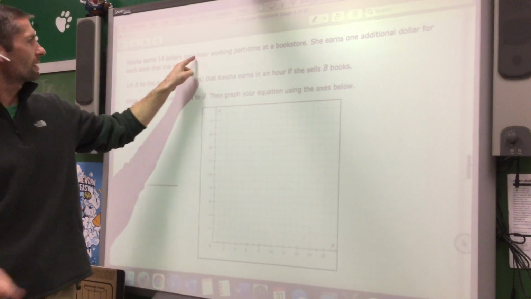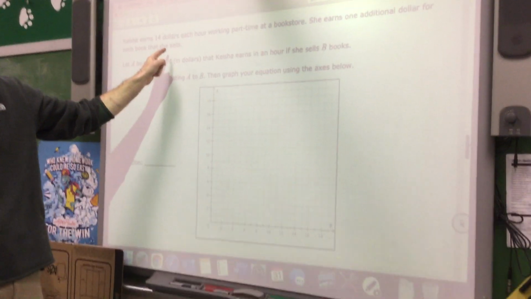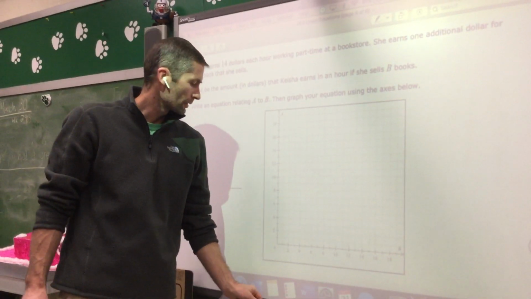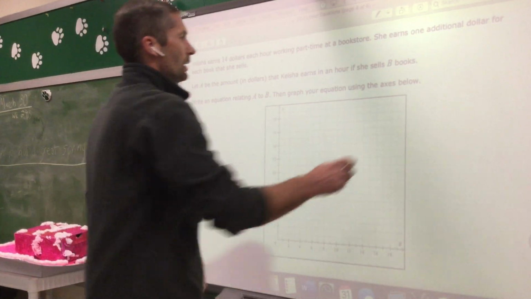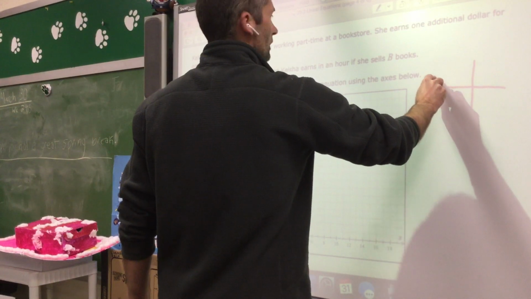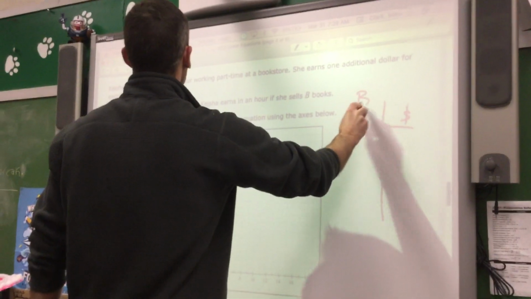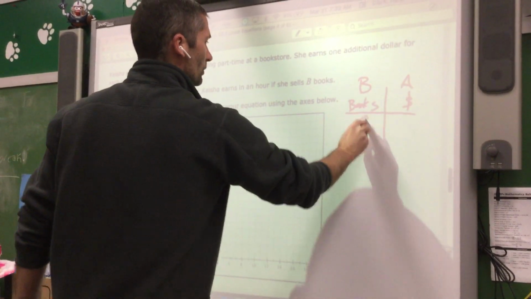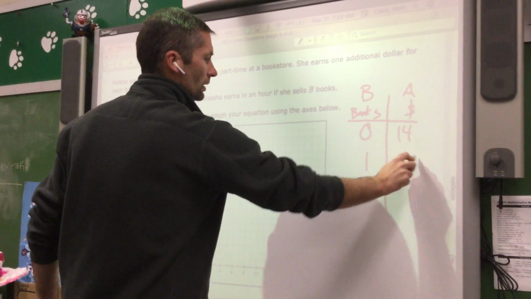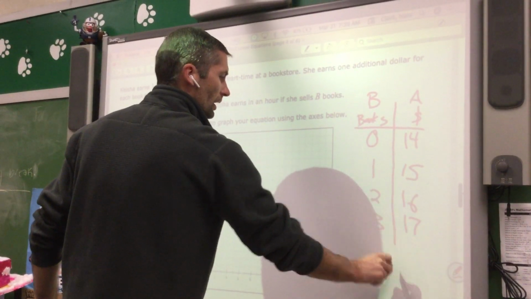Keisha earns $14 each hour she works part-time at a bookstore. She earns an additional $1 for each book that she sells. Okay, this one's a little different. Let A be the amount in dollars that Keisha earns in an hour if she sells B books. Okay, so now we don't have time. Now we're seeing how many books she sells will lead to how many dollars. Okay, so books to the amount. So if she sells 0 books, she still gets paid $14. If she sells 1 book, she gets $15. 2 books, she gets 16, 3 books, she gets 17, and on and on.